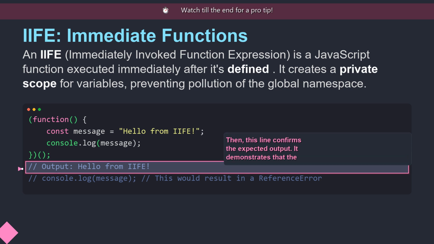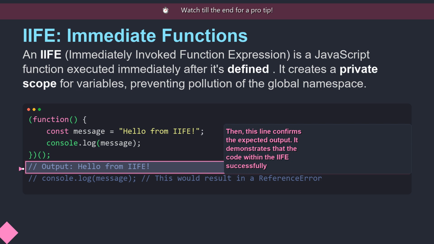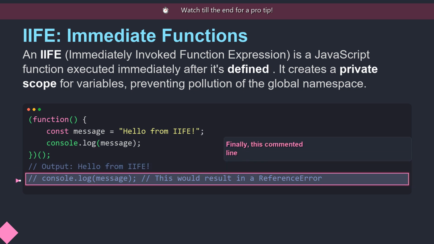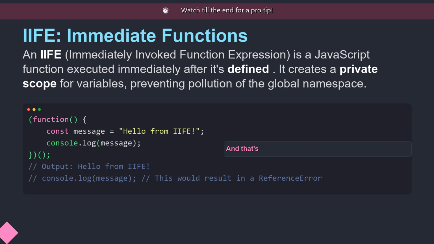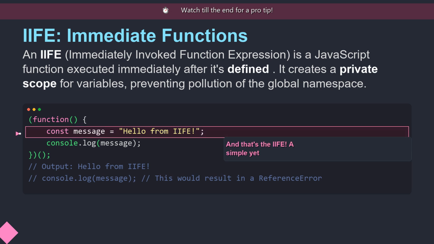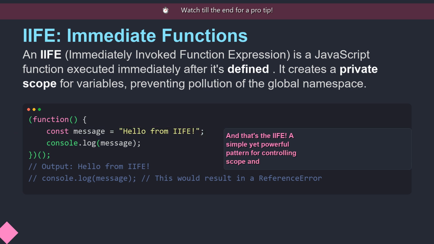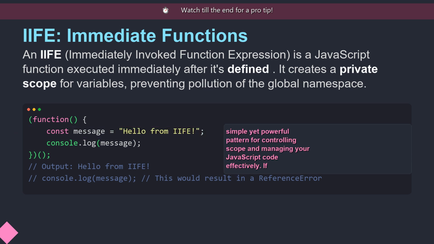It demonstrates that the code within the IIFE successfully ran, and the console.log statement produced its intended result in the console. Finally, this commented line highlights a key benefit. Attempting to access message outside the IIFE's scope would trigger a reference error, unequivocally proving that the variable remains private and encapsulated. And that's the IIFE. A simple yet powerful pattern for controlling scope and managing your JavaScript code effectively.